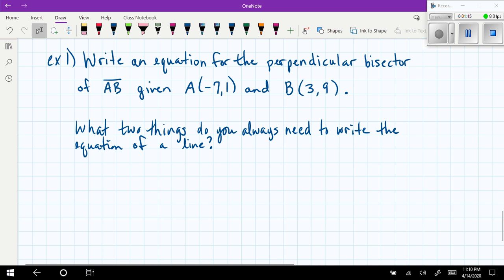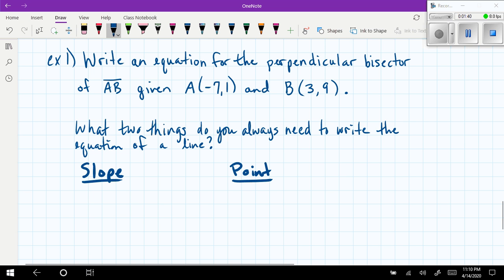So what two things do you always need in order to write the equation of a line? I'm hoping everybody knows what those two things are. In order to write the equation of a line, you first off need a slope. Okay, so I'm going to write slope. And then after you have your slope, you're going to need some kind of a point. So over here, I'm going to write point. So you need a slope and you need a point.